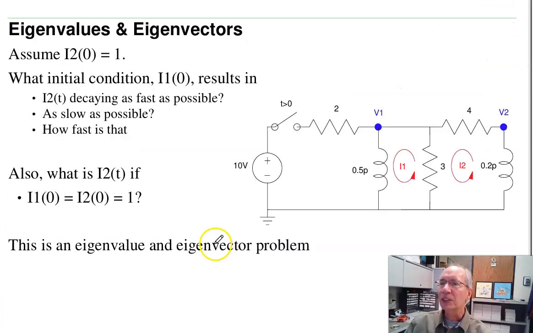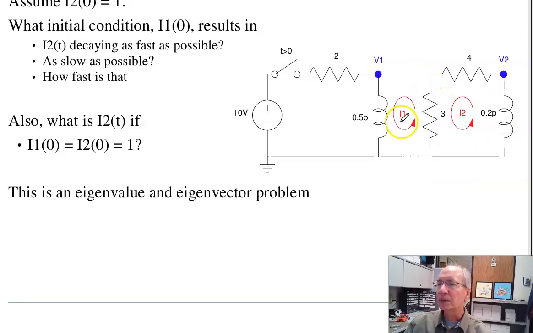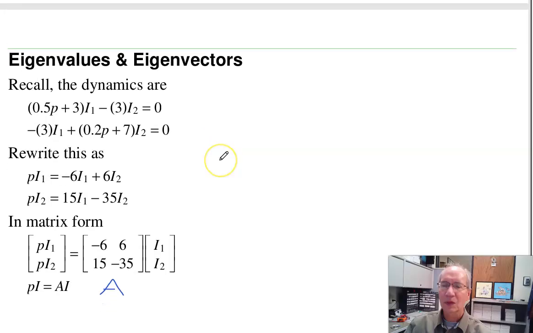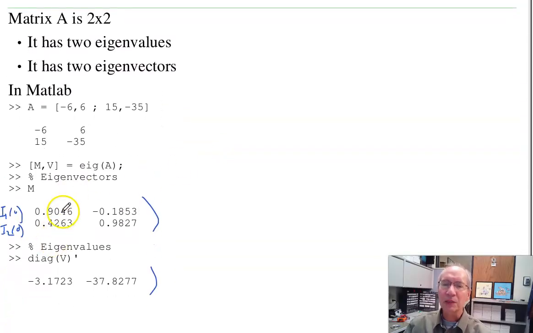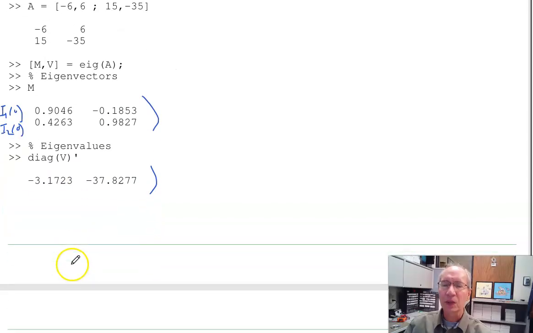So going back to the circuit, if they're both positive, I just have this net current going around, essentially. That'll decay slowly. If they're opposite directions, like I1's going clockwise, I2's going counterclockwise, they quickly cancel. And that's what the eigenvectors, eigenvalues tell you.